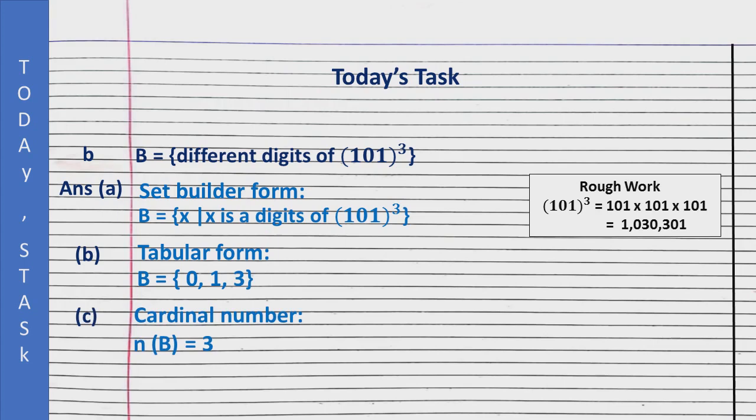The cardinal number of this set is n of B is equal to 3. हमारे पास टेबुलर फॉर्म में 3 एलिमेंट्स आ रहे हैं. That's why the cardinal number of this set is 3.